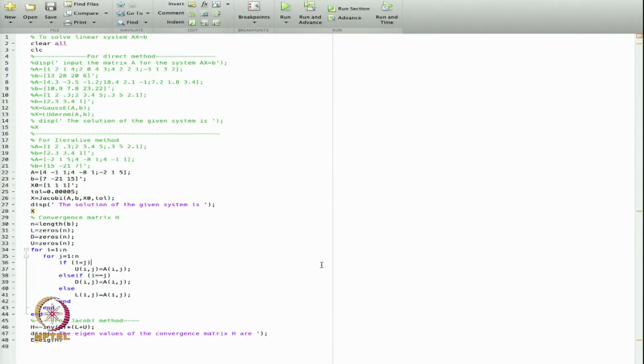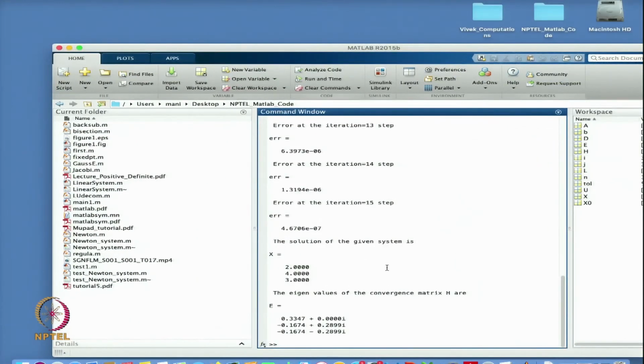Now maybe I can increase the tolerance further, and let us see what will happen. In this case I get 15 iterations, and the solution I am getting is this one. So in this case my matrix is diagonally dominant, and my Gauss-Jacobi method is going to converge.